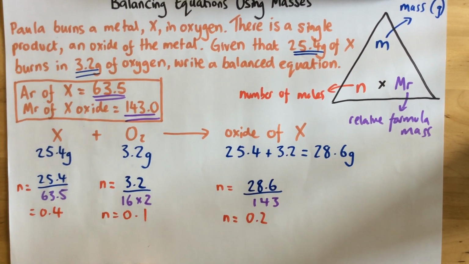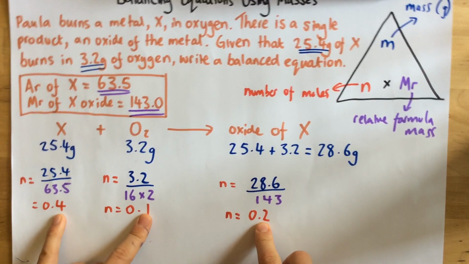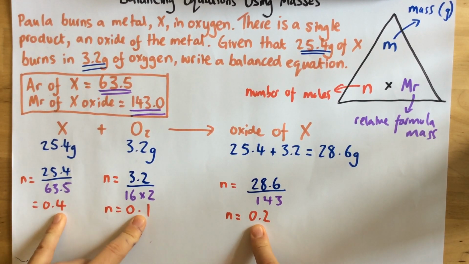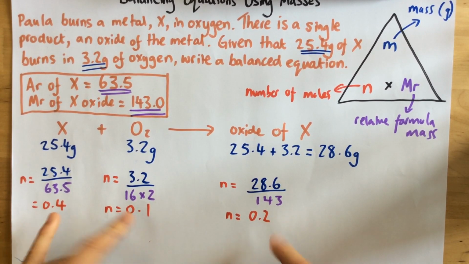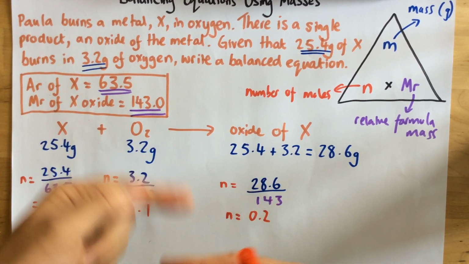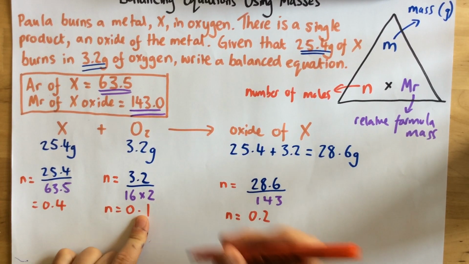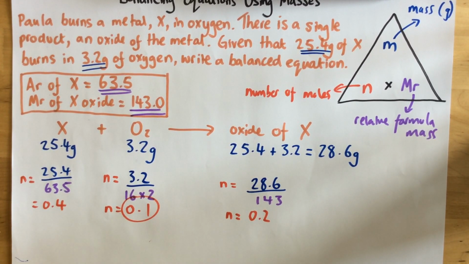So for my next step, basically what we need to do next is see the ratio between these different numbers. Instantly, you might be able to see it. So for example, you might be able to see that 0.4 to 0.1 to 0.2 is a 4 to 1 to 2 ratio. However, if these numbers aren't as kind as this, what you can do is this. You find the smallest number of the three and you divide each one by the smallest number.